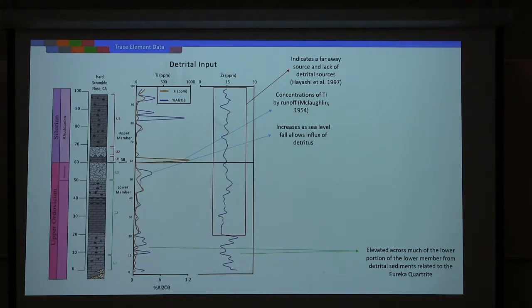And note that I haven't really talked much about zircon throughout the remainder of the lower member and up into the upper member. That's because we're really seeing diminished values of zircon here, which ultimately indicates that we have a far away source, or lack thereof, of detrital material.